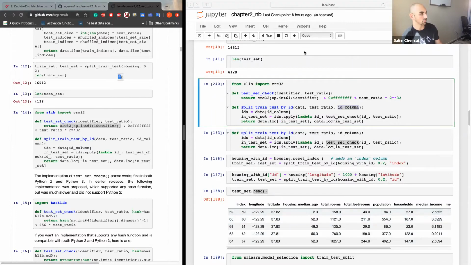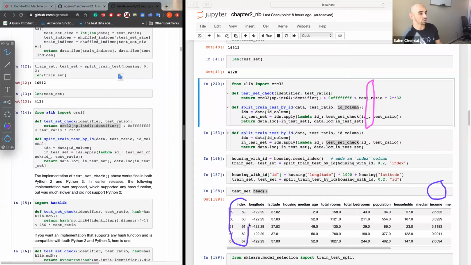Let me see if I have this tool. Okay, that's the column that was created. That was not there before, so he created that. And so he fed that into this one.